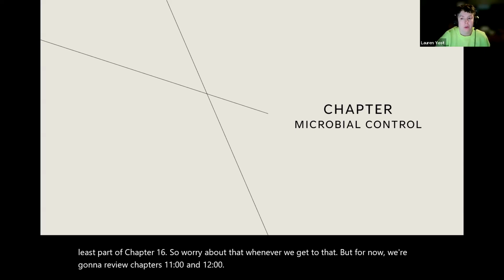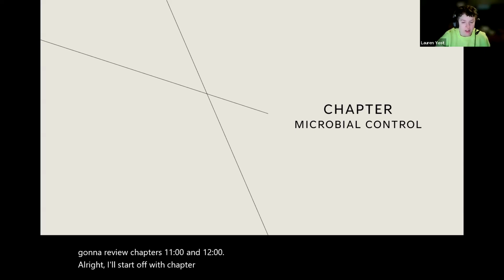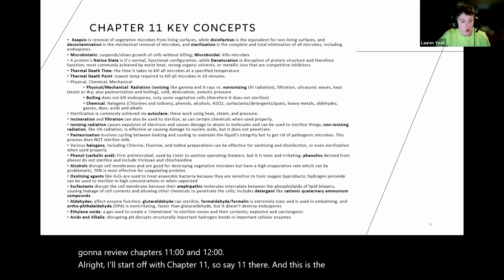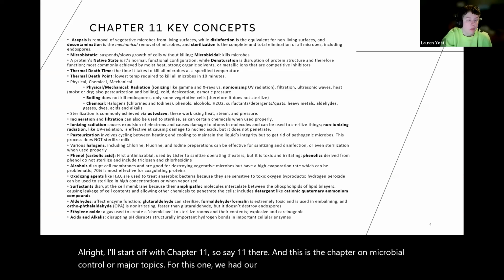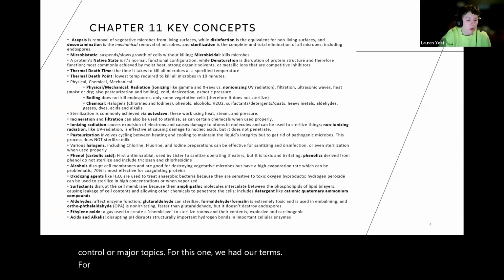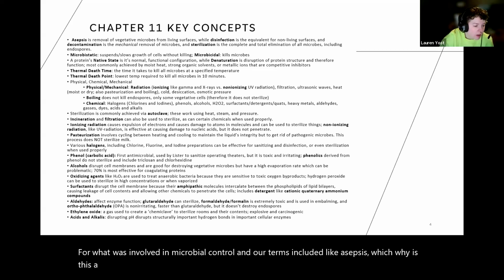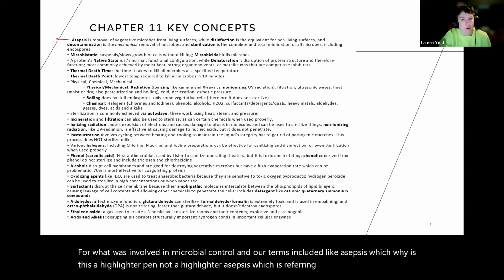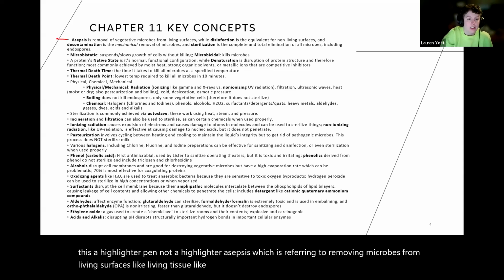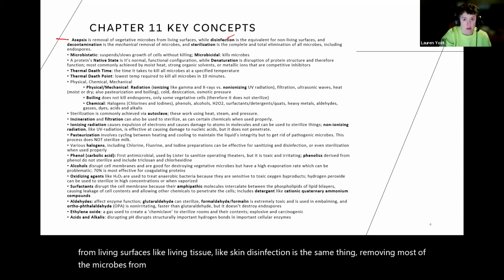All right, I'll start off with chapter 11. And this is the chapter on microbial control. Our major topics for this one, we had our terms for what was involved in microbial control. And our terms included asepsis, which, why is this a highlighter? Sorry, I'm a pen, not a highlighter. Asepsis, which is referring to removing microbes from living surfaces like living tissue, like skin. Disinfection is the same thing, removing most of the microbes from an inanimate surface.